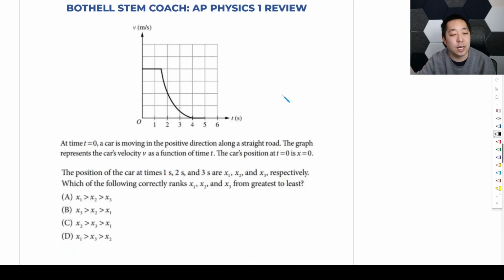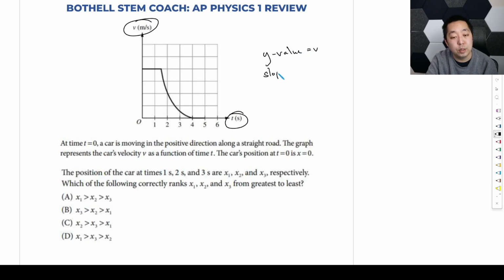Okay, so we subtract their velocity vectors when they're moving in the same direction, and add them when they're in opposite directions. So let's take a look at a few graph problems, some multiple choice, and then free response questions to understand how those concepts come together. At time t equals 0, a car is moving in the positive direction along a straight road. The graph represents the car's velocity as a function of time. Okay, so that means the y value is the velocity.